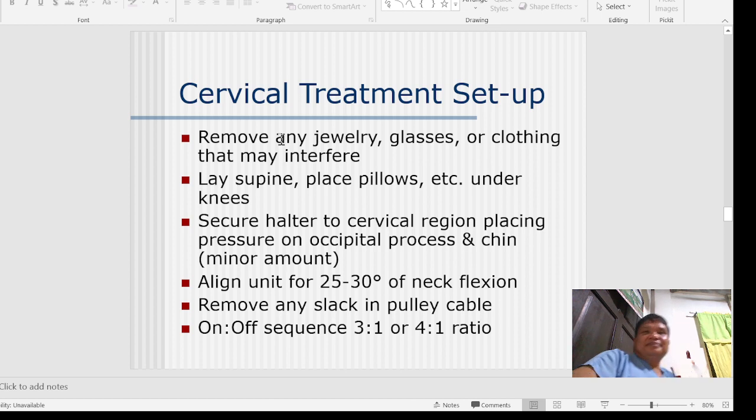Pang-remove na. Place supine, place pillow under the knees. Secure halter to cervical region, placing pressure on the occipital process and chin. So ang pressure dapat kung mag-pull siya, ma-feel mo sa chin o sa sipot, dili sa neck, ha? So align unit for 25 to 30 degrees of neck flexion, remove any slack in the cable, then pwede na, i-on na nimo siya. Na-set na nimo dito ang on and off time.